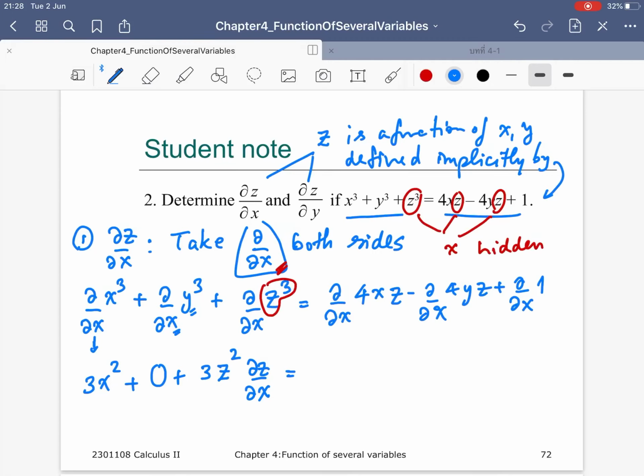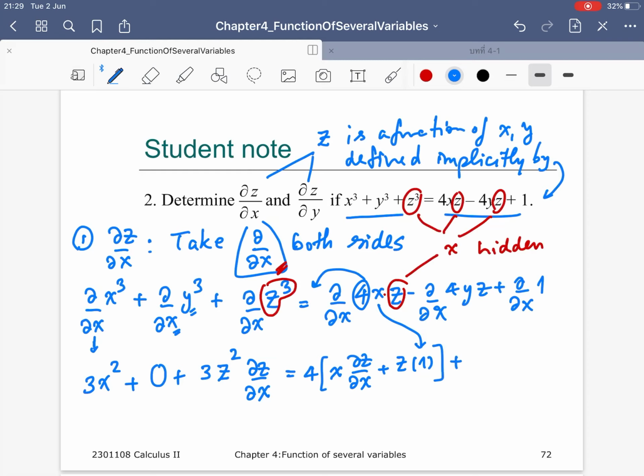And then this one you need to look at carefully. Of course the 4 is a constant, so you can take it out. Your z, as we said, has the x hidden in it, so this one is actually a function of x multiplied with a function of x, so you really need to use the product rule. So this is the derivative of the second, which we don't know because we don't really know the z function, plus the second times the derivative of the first, which is the derivative of x, so we get 1.